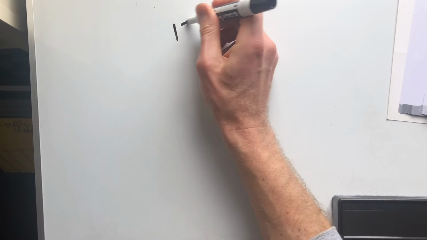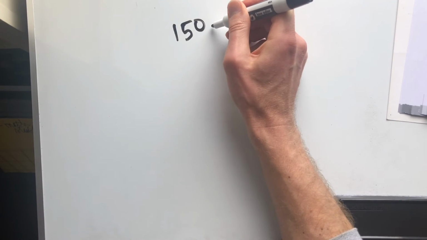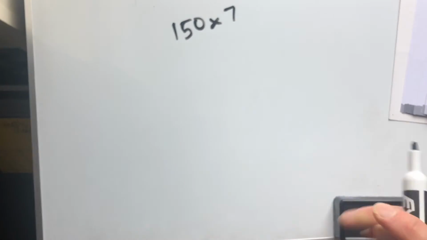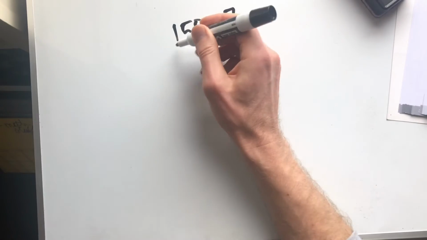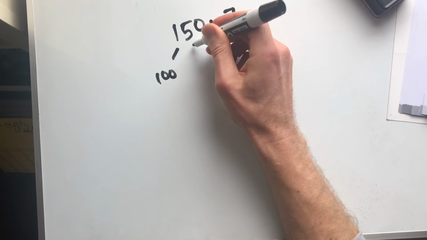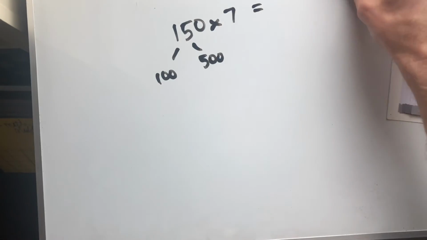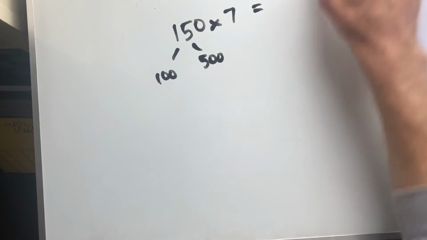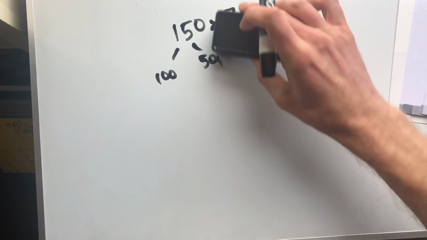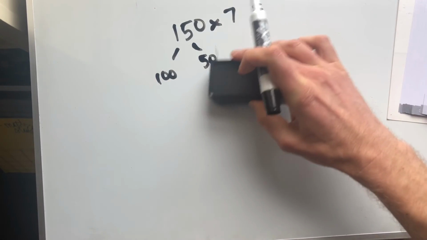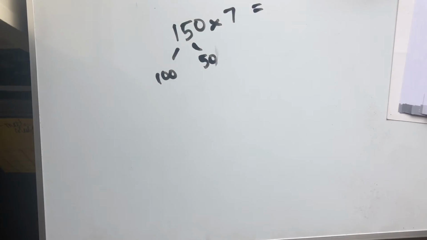Or 150 times 9, I'll do 150 times 8, just to give you an idea. I'll do 7 times 7. Well, remember this is 100, and it's 50. So what's 7 times 100? Oh, shoot. 50, not 500. There we go. 150, that makes more sense.